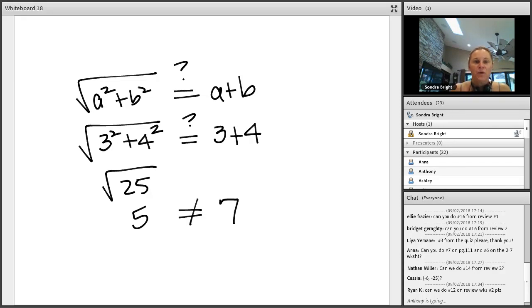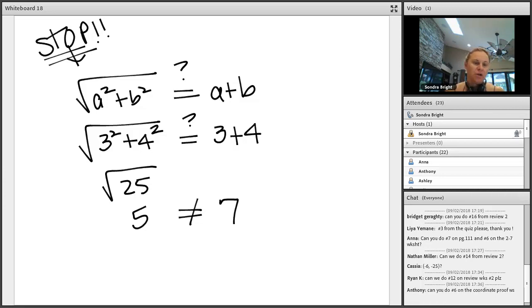So don't you dare. Once you get to the square root of a squared plus b squared, you better stop. It does not simplify anymore with just variables. Okay? So don't do it. Don't lose points because you did everything right, but then you simplified the square root of a squared plus b squared incorrectly.